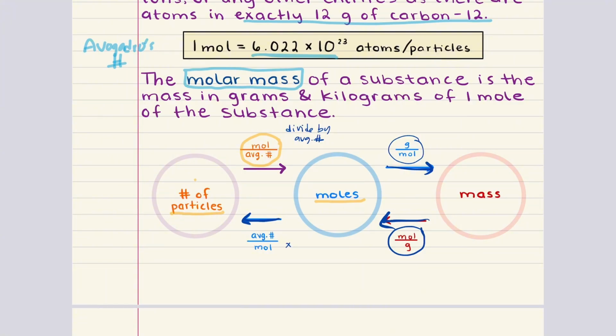And of course, you can move from number of particles to mass. In that way, you're going to have to first divide by Avogadro's number and then multiply by molar mass. If you go in the other direction from mass to number of particles, you're going to have to divide by molar mass and then multiply by Avogadro's number. So in this way, we can understand how easily we can move between these measurements.